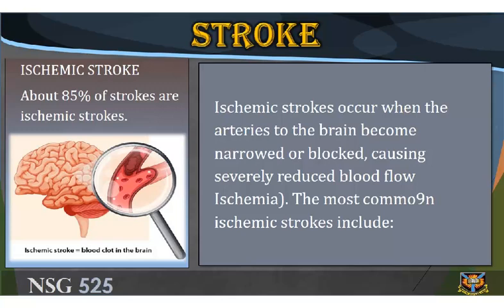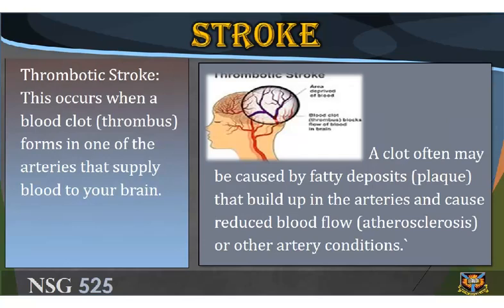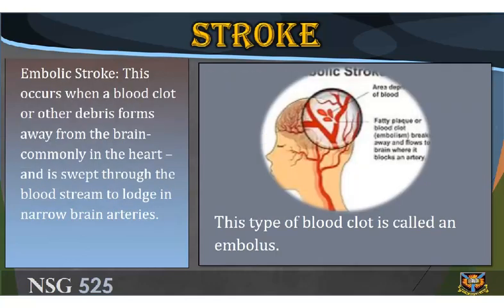The most common ischemic strokes include thrombotic stroke. This occurs when a blood clot, thrombus, forms in one of the arteries that supply blood to your brain. A clot often may be caused by fatty deposits, plaque, that build up in the arteries and cause reduced blood flow, atherosclerosis or other artery conditions. Embolic stroke. This occurs when a blood clot or other debris forms away from the brain, commonly in the heart, and is swept through the bloodstream to lodge in narrow brain arteries. This type of blood clot is called an embolus.